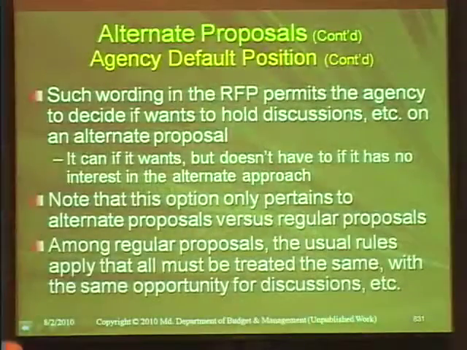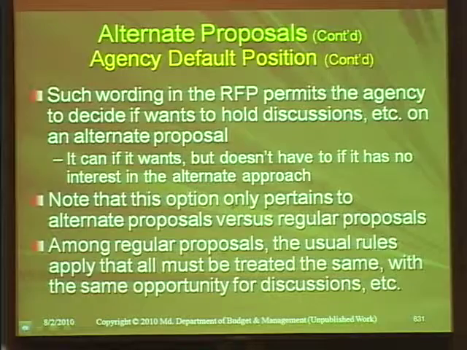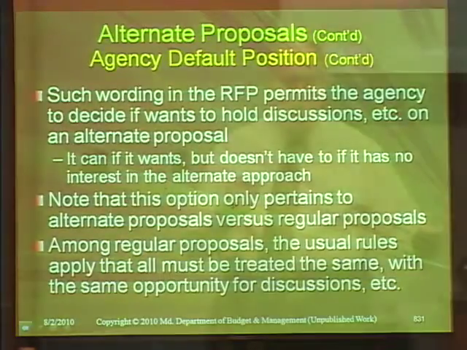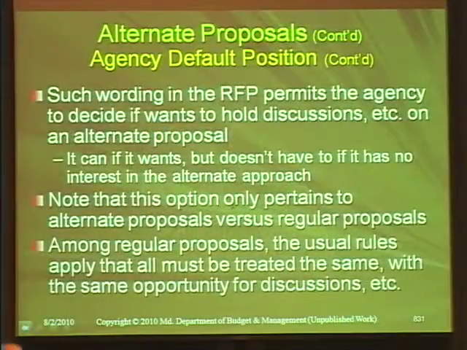Such wording in the RFP permits the agency to decide if it wants to hold discussions, etc., on an alternate proposal. It can if it wants, but it doesn't have to if it has no interest in the alternate proposal. Note that this option only pertains to alternate proposals versus regular proposals, because the general rule is if you have discussions with one, you have discussions with all. But you can make that distinction for alternate. Among regular proposals, the usual rule is that they must be treated the same with the same opportunity for discussions, etc.